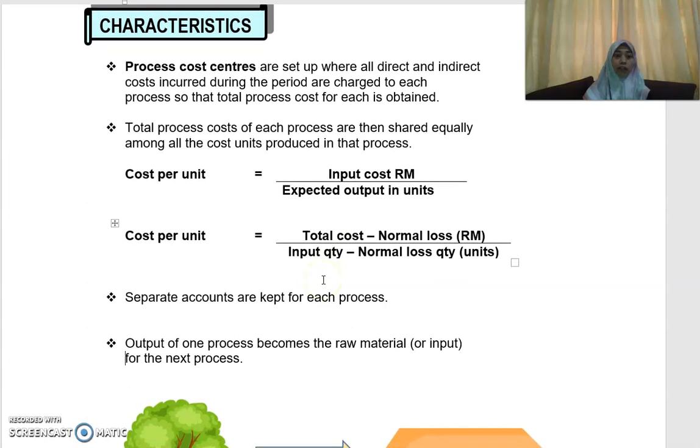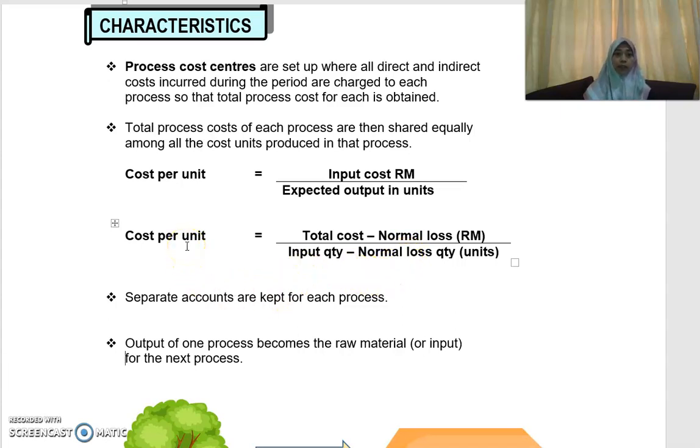If you have normal loss, then the numerator will be the total cost minus the normal loss in value, and the denominator will be the input quantity minus the normal loss in quantity. So you will get the cost per unit. Later on, I will explain why you have to deduct the normal loss.